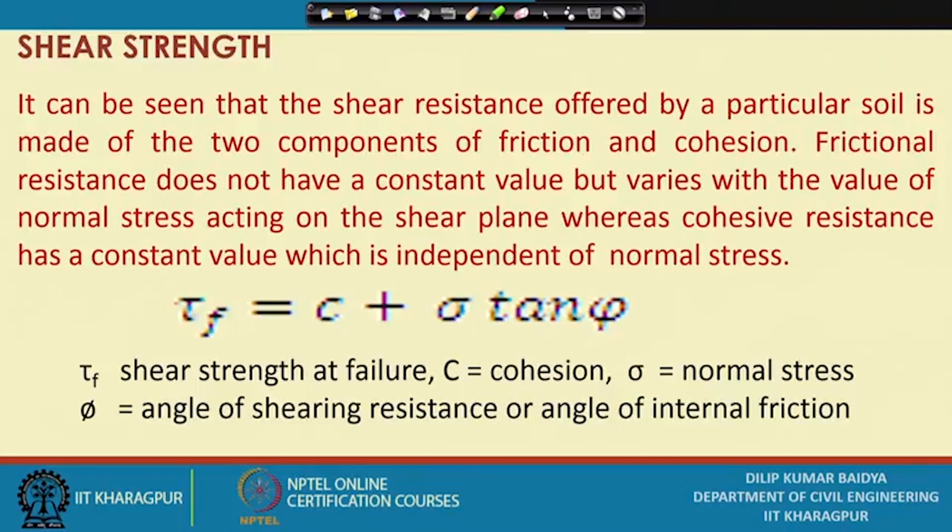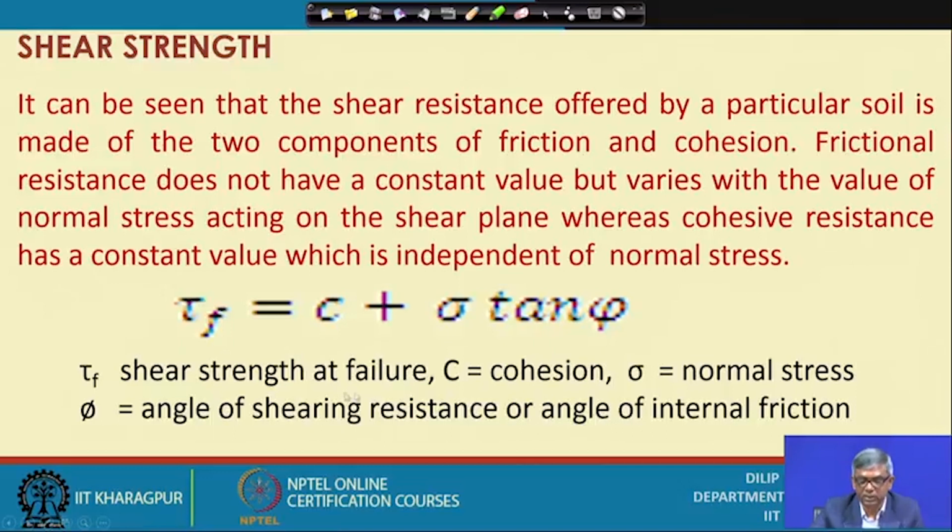So, finally we can write the expression for the shear strength of soil at any point: tau f equals C plus sigma tan phi, where tau f is the shear strength at failure, C is the cohesion, sigma is the normal stress, and phi is the angle of shearing resistance or angle of internal friction.